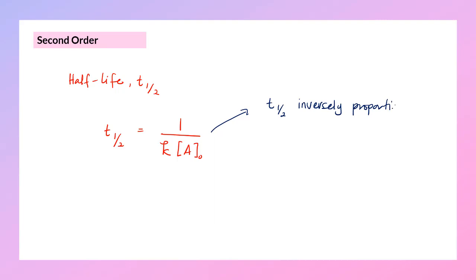The half-life for second order is half-life equals 1 over k times initial concentration of A. So the half-life is inversely proportional to the initial concentration of A, and as the reaction proceeds, the half-life will increase for second order.